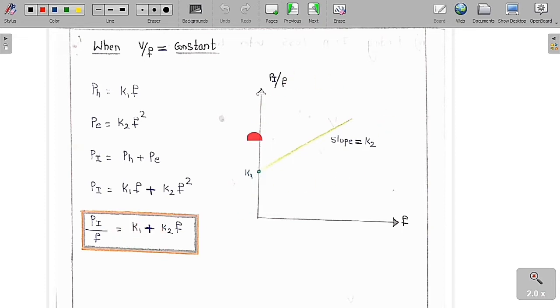So this is the graph we are going to get in the format of a straight line with the intercept of K1 and the slope of K2, and the y-axis is Pi by F and the x-axis is the frequency F. This is the graph we are going to get whenever the V by F is a constant value.